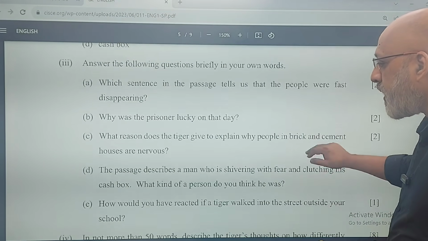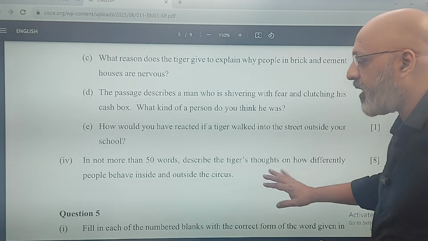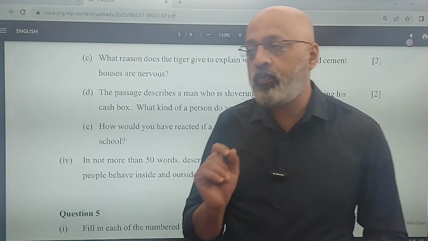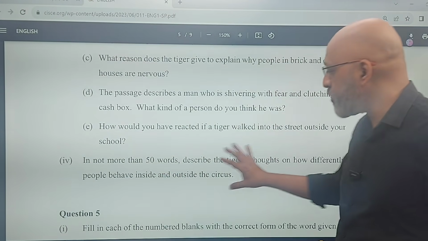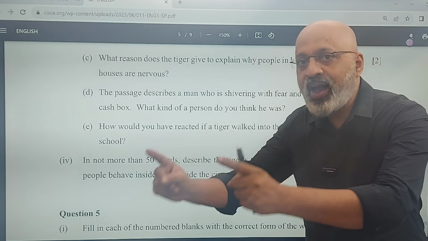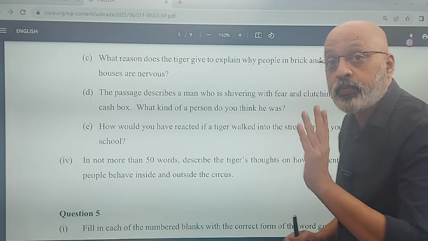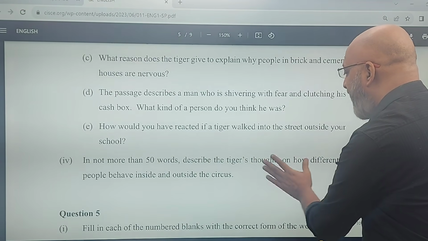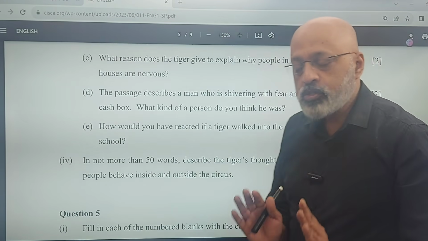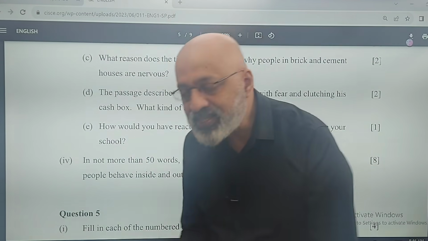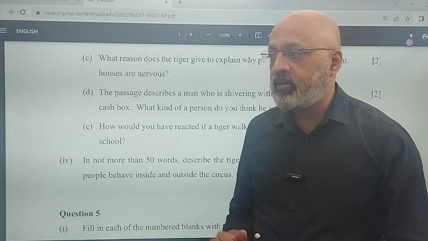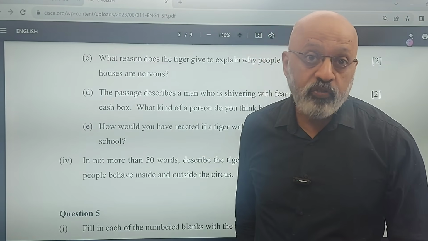As far as the summary is concerned, you need to make a rough grid and then a fair grid. Rough grid, because there is nothing to be afraid of here, just have the approach that I have to answer this question. Now this is a descriptive kind of question. Describe the tiger's thoughts on how differently people behave inside and outside the circus. So answer the question including the keywords, the way you normally answer in literature, and after that count how many words you have.